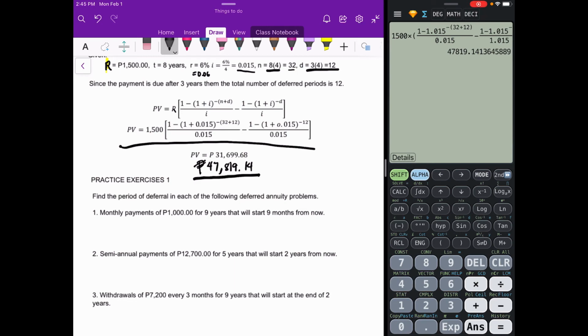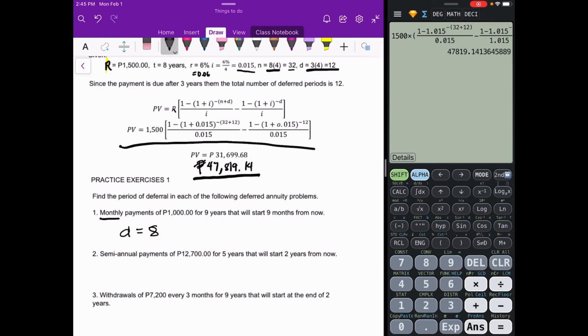Now, let's have some practice exercises. The first thing that we need to know is also the period of deferral. So for example here, find the period of deferral in each of the following deferred annuity problems. Monthly payments of 1,000 pesos for 9 years that will start 9 months from now. So it means the period of deferral is from 0 to 8 months because 9 months is not included. So in that 8 months, there are 8 monthly payments. Therefore, we could say that the D is equal to 8.